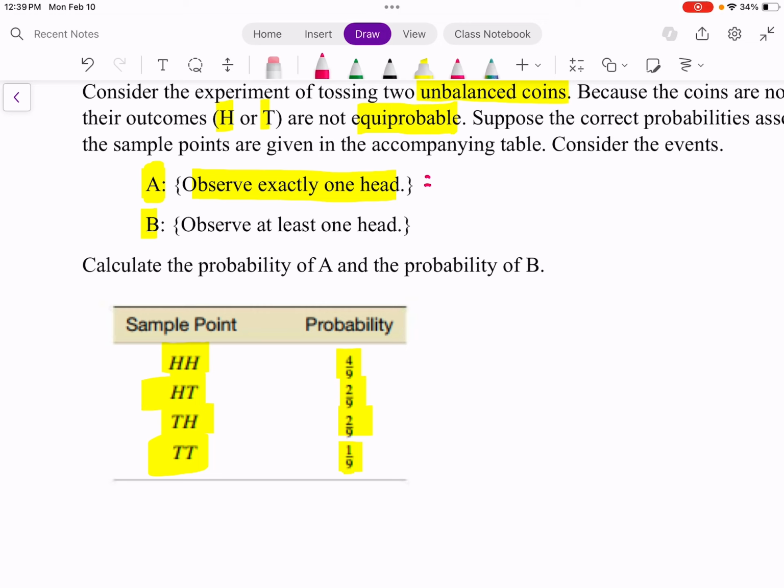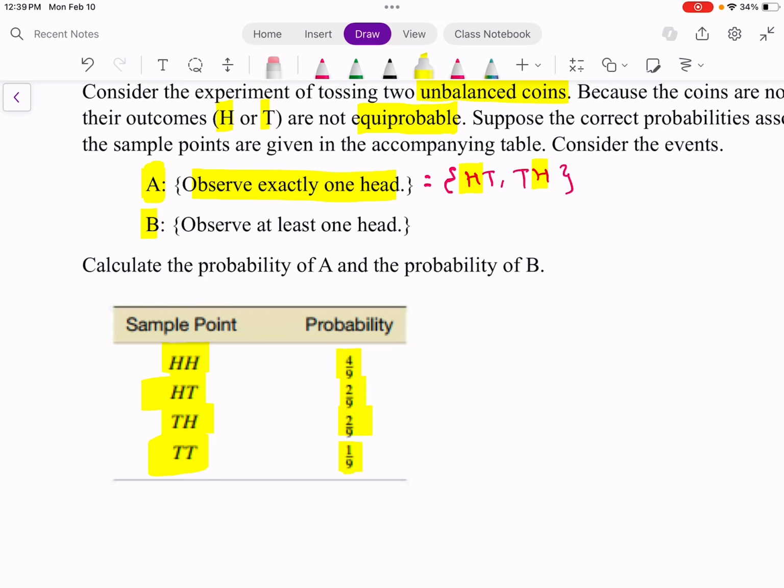Now what are the sample points for this specific event? You must collect the sample points where you observe exactly 1 head. Now what are the sample points here for event A? Head, tail and tail, head, right? We have exactly 1 head in both of these sample points. Okay, so these are the sample points for our event A.